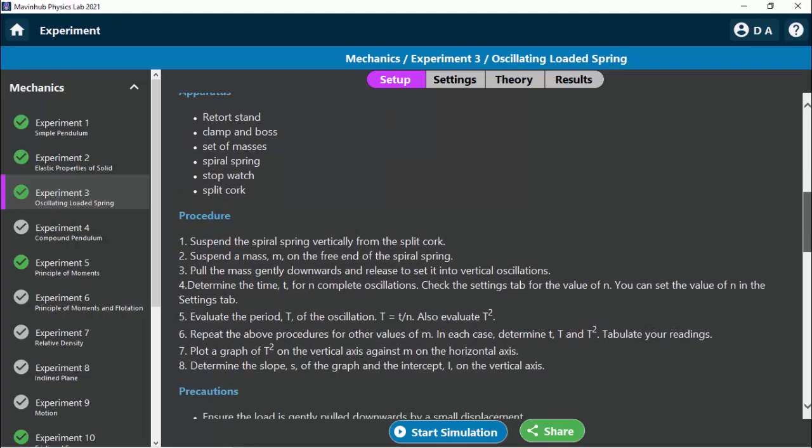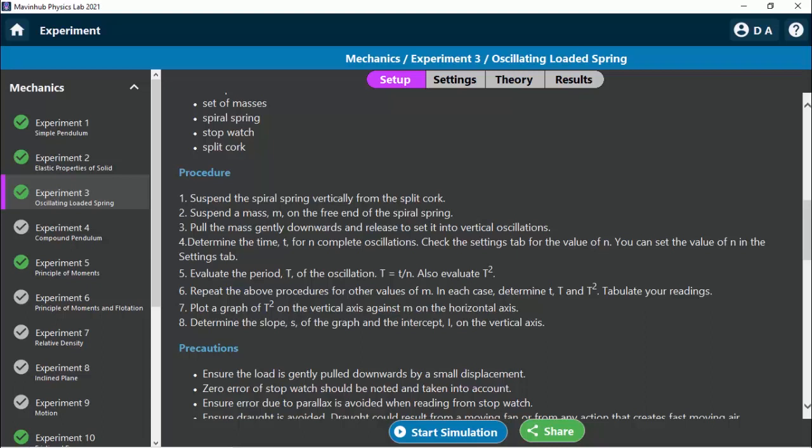Let's take a look at the procedure. There are 8 steps that you need to look at, because the apparatus given to you will require you to do the following. Number 1, you'll be asked to suspend the spiral spring vertically from the split cork. The second step is you'll be asked to suspend a mass M on the free end of the spiral spring. In the case of NECO, there will be a mass hanger on which the mass will be placed. From the apparatus given, the mass of the mass hanger is 50 grams, and you've got 4 sets of masses.